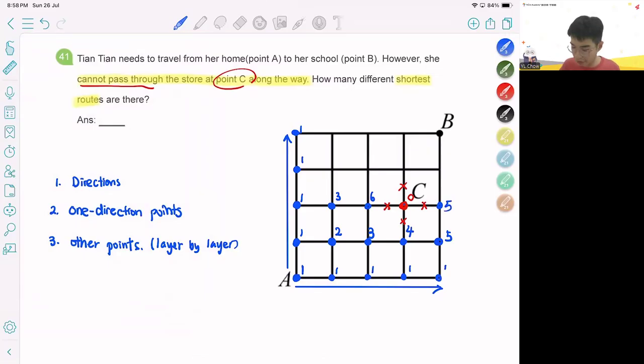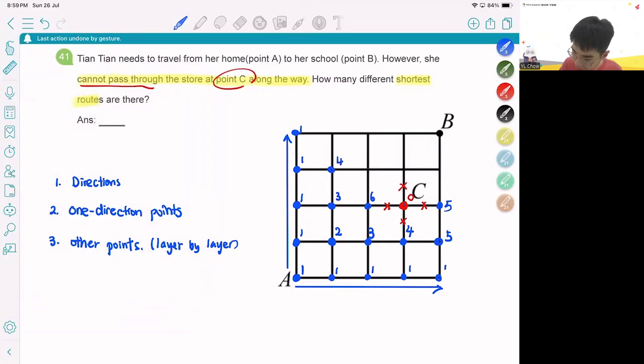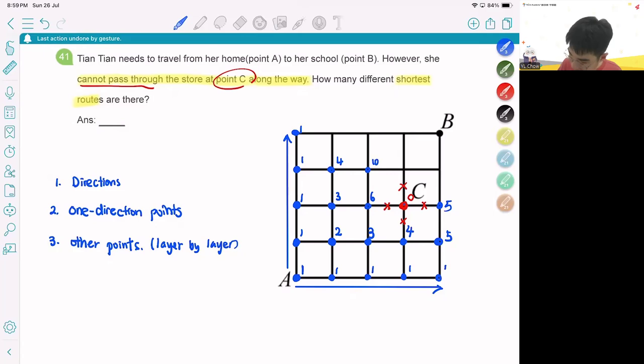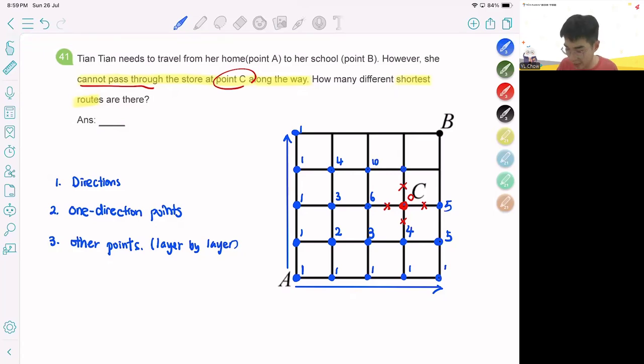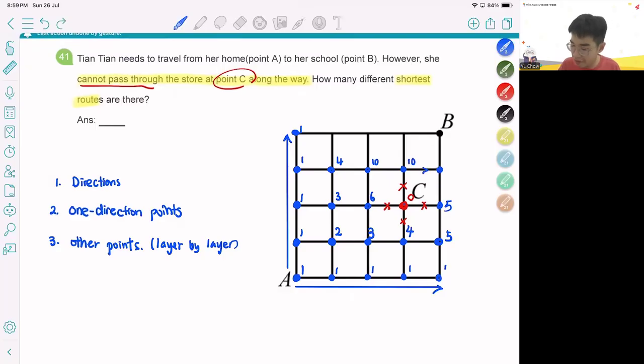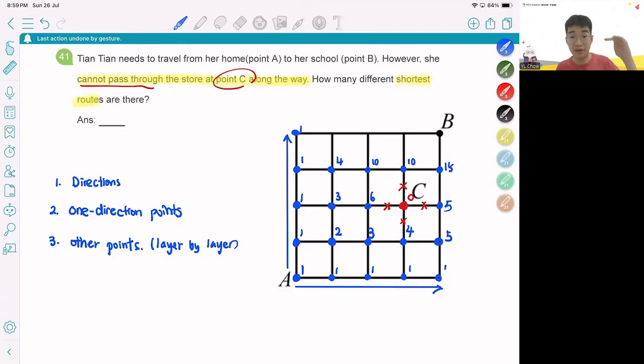All right, now let's go one level up. Here, 1 plus 3, 4. Here, 4 plus 6, 10. Here, 10. I can only reach from here. I cannot come from C because I shouldn't even be in C to start with. So there's only 10 ways. But this point is safe, 10 plus 5, 15.